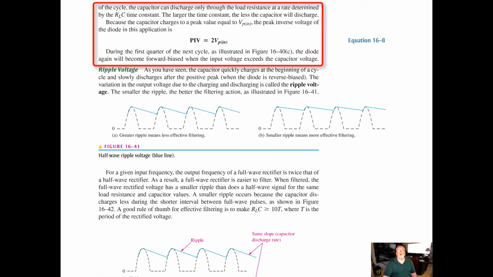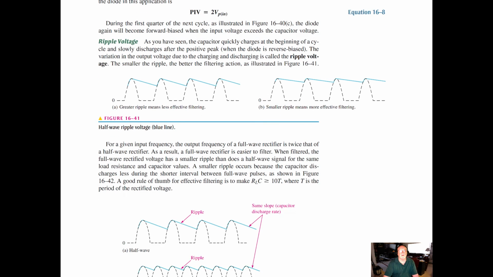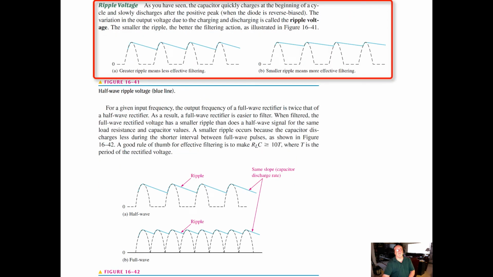So during that first quarter, the diode again will become forward biased when the input voltage exceeds the capacitor voltage. So what we're looking at here then becomes something called ripple voltage. As you've seen, the capacitor quickly charges at the beginning of the cycle and slowly discharges after the positive peak when the diode is now reverse biased. The variation in the output voltage due to the charging and discharging is called the ripple voltage. The smaller the ripple, the better the filtering action.